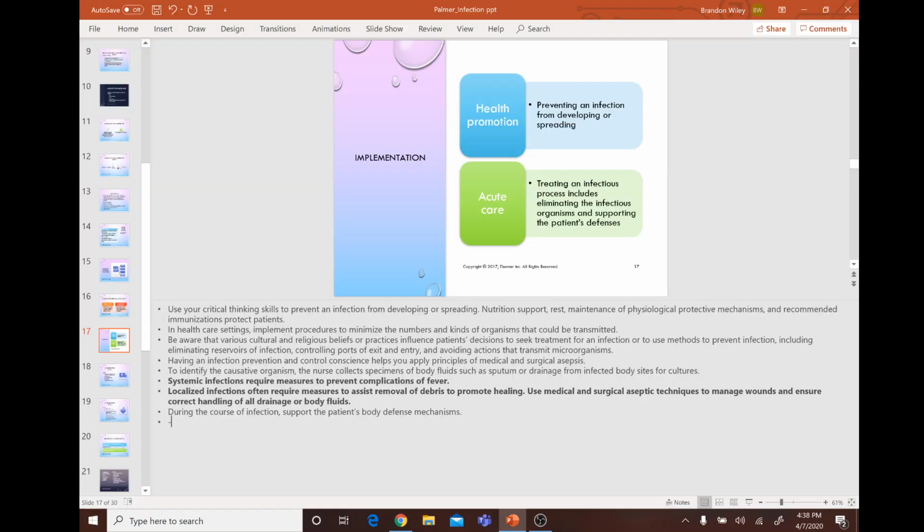Alright, so what is health promotion for infection? Preventing an infection from developing or spreading. What is acute care for infection? Treating an infectious process includes eliminating the infectious organism and supporting the patient's defenses. So we take certain measures for systemic infections to prevent what? Complications of fever. So we take certain measures for localized infections to do what? To assist removal of debris to promote healing, so like using medical and surgical aseptic techniques to manage wounds, ensure handling of all drainage or body fluids.